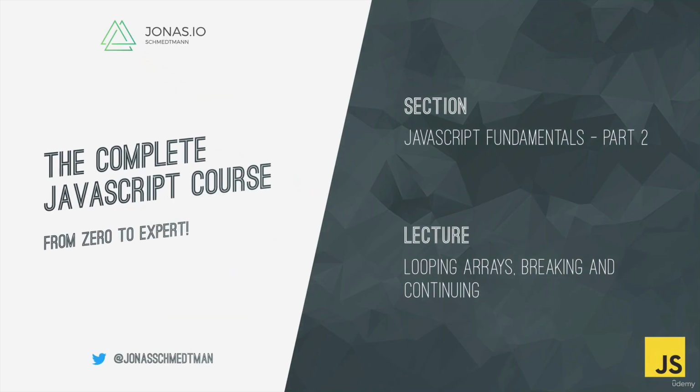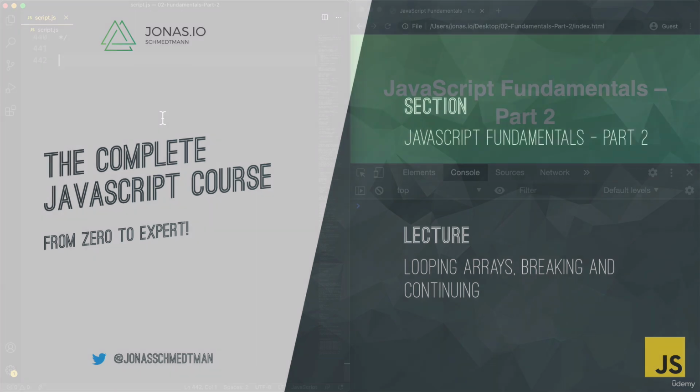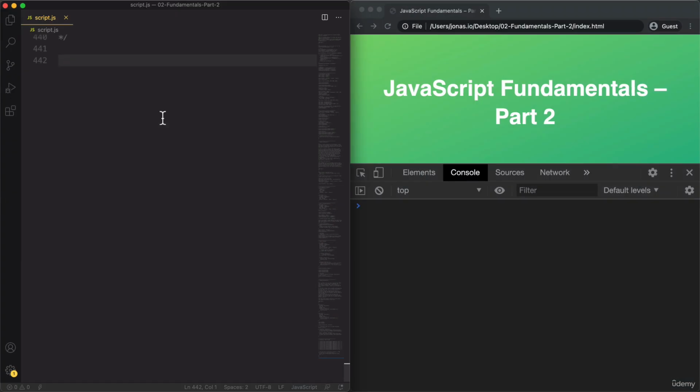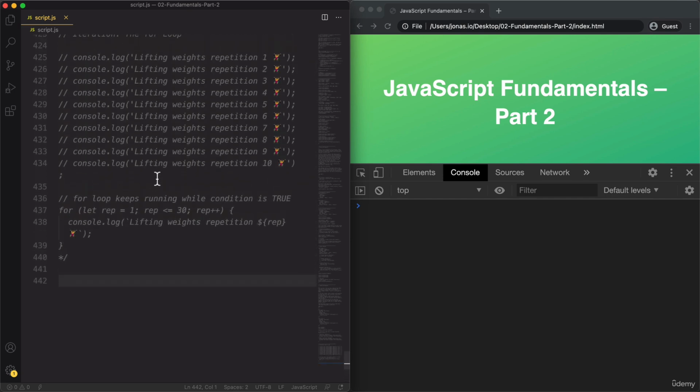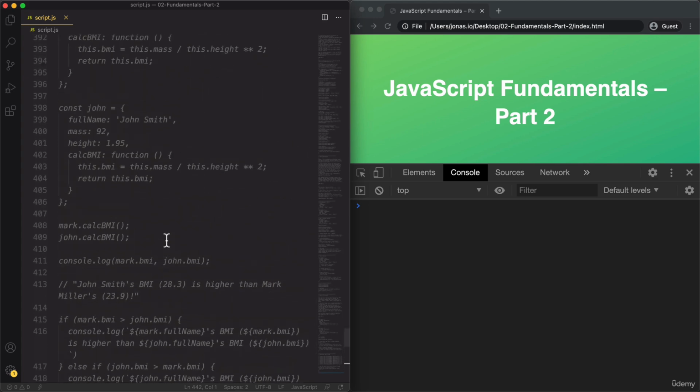Let's now explore some more features of the for loop and also create a somewhat more useful example. One of the most used applications of for loops is to loop through arrays. So let's get back the array that we were using before.